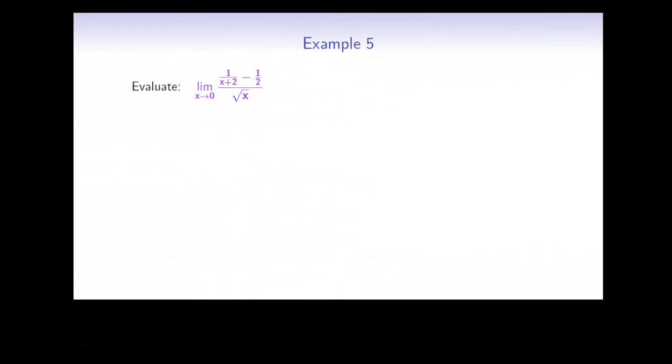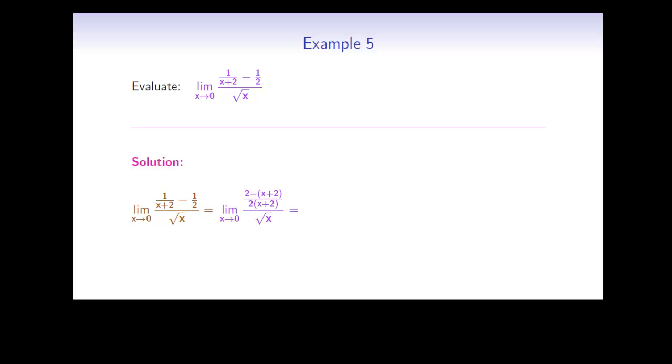Here we have a limit as x goes to 0, and again we have division by 0, so we need to somehow rewrite this expression. In this case, the numerator consists of several smaller quotients, so we have smaller quotients within the bigger quotient. The idea here is to put those on a common denominator. So we have 2 minus x plus 2 divided by 2 times x plus 2.